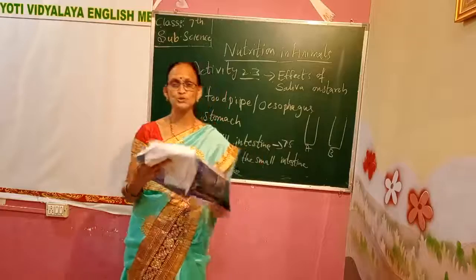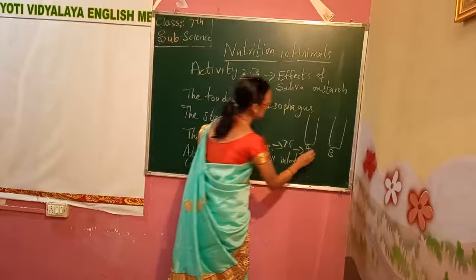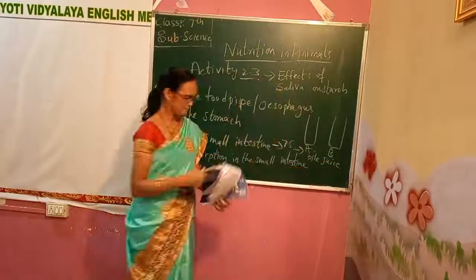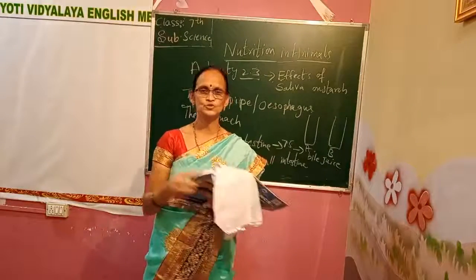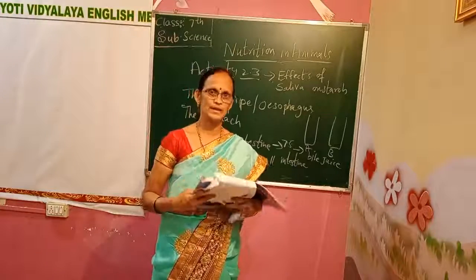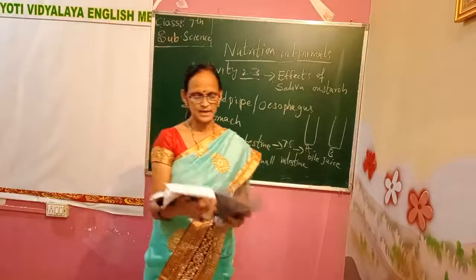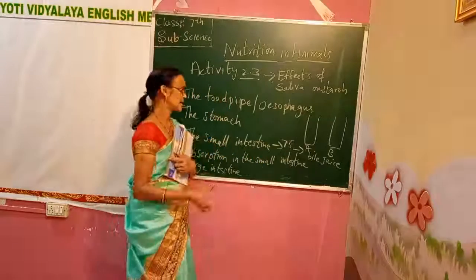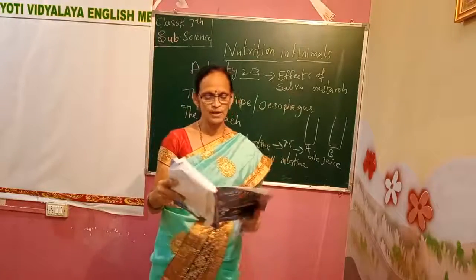It secretes bile juice. What juice is it giving? Bile juice. The bile juice is stored in a sac-like structure, like a bag. The sac or bag which stores bile juice is called the gallbladder.